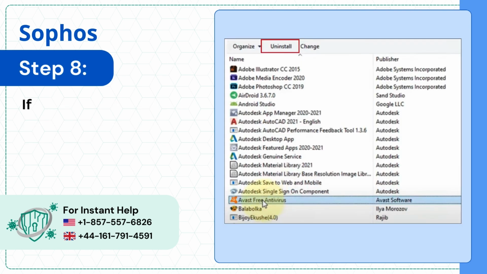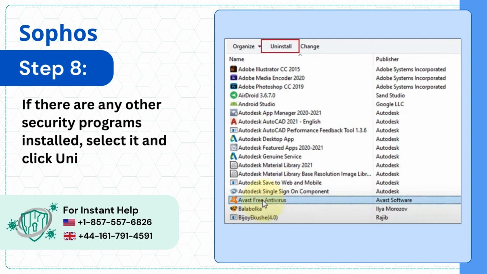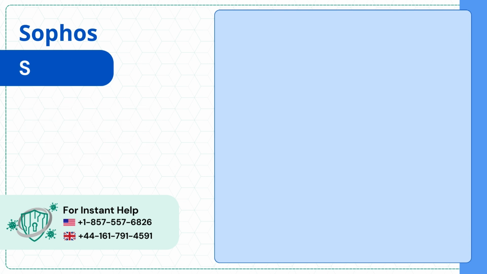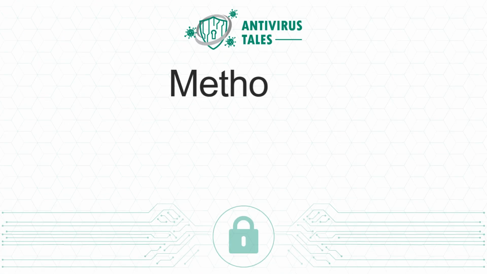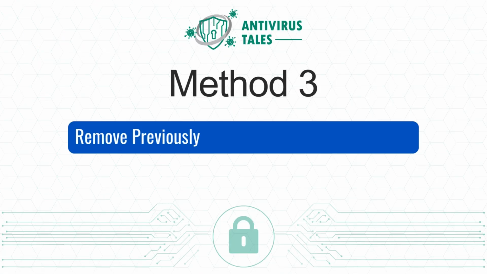Step 8. If there are any other security programs installed, select it and click Uninstall. Step 9. Once done, close the window and restart the system. Method 3. Remove previously installed Sophos Antivirus files.